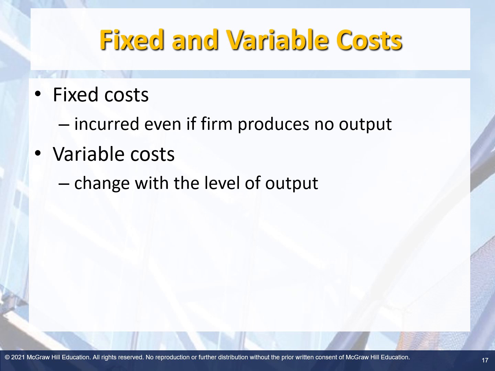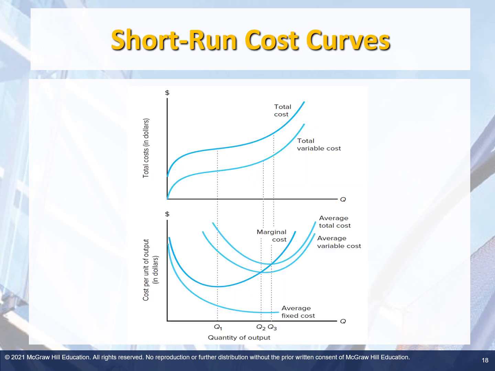Fixed costs, like rent, don't change with output. Variable costs, like wages, do. Managers have to distinguish between these when they're making shutdown decisions.